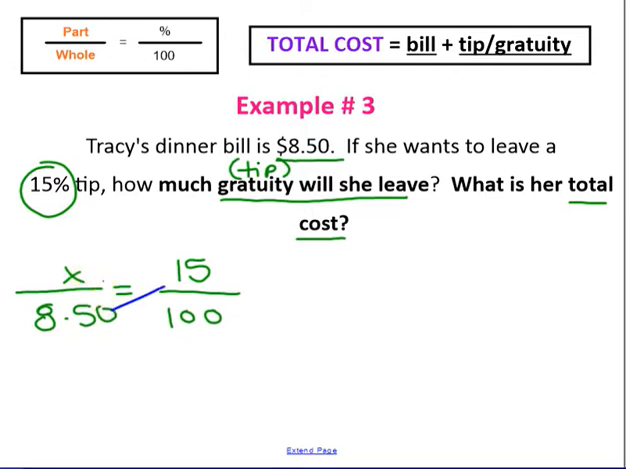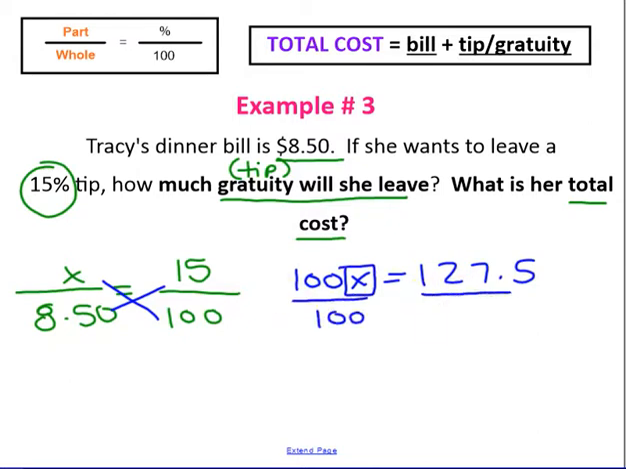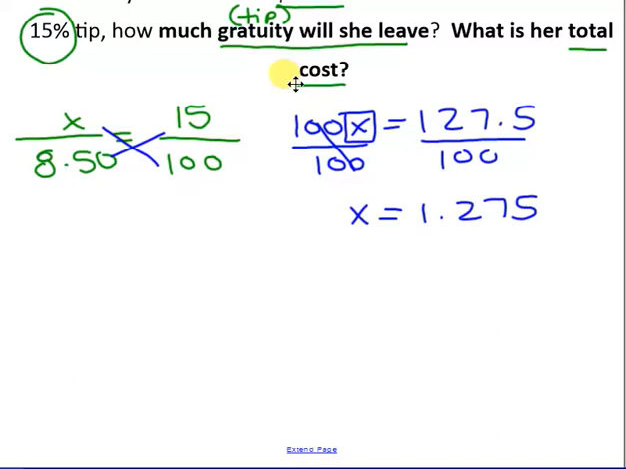I'm going to cross multiply. 100 times X is 100X. Then we're going to do 8.50 times 15, which is going to be 127.5. Box the variable, divide both sides by 100. That cancels. So X equals 1.275. Now, before I answer the first question, I'm going to go on to find the total cost. I want to leave this with 3 numbers after the decimal because I would prefer to round at the end for the most accurate number.